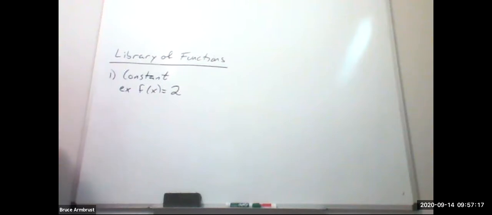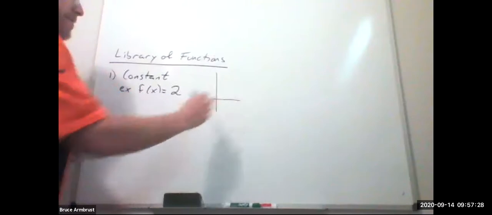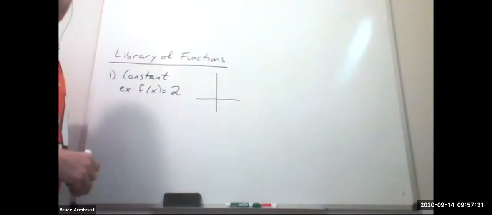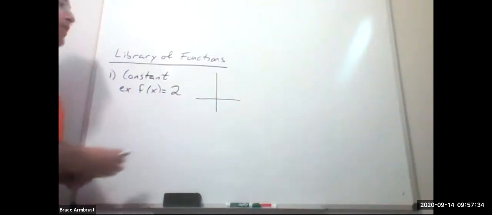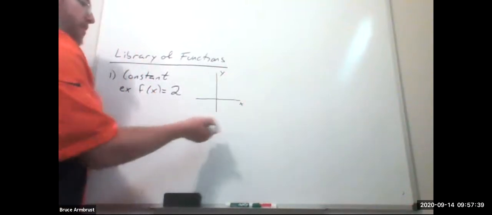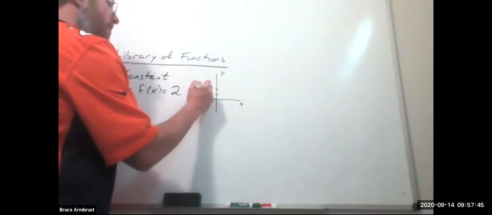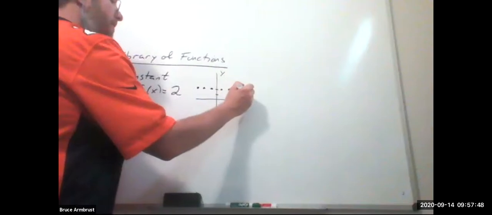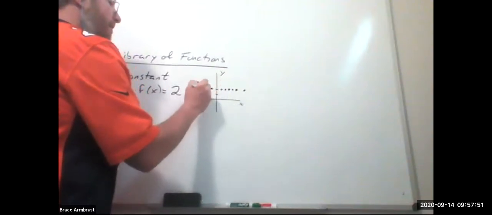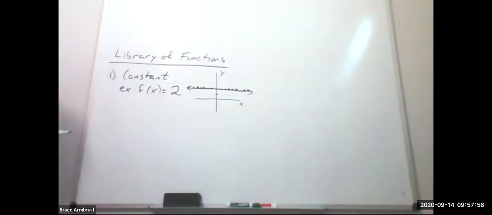All right, so what do these things look like? She just said it's a horizontal line. So if this is our x-axis, that's our y-axis. F of x equals 2 just says no matter what you plug in, you always get out 2. So here are a whole bunch of points, different x's that give us a y of 2. You do this enough, and eventually you just see a horizontal line.